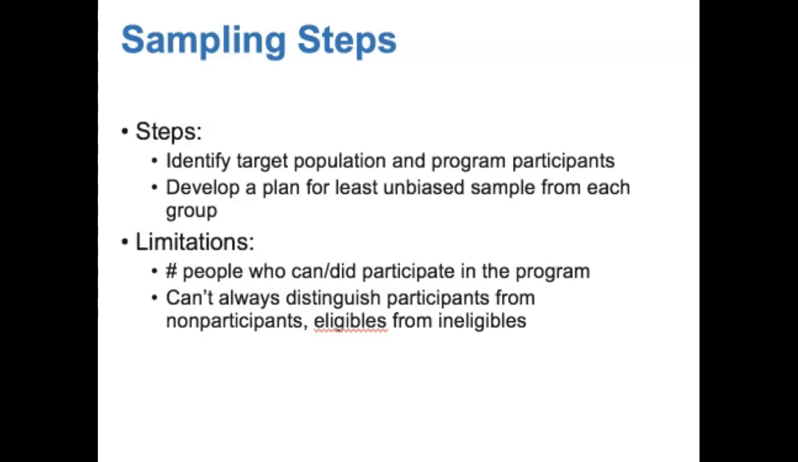First, you need to identify the target population and the program participants and develop a plan to select the least unbiased sample from each group. Unlike sampling in a research project, there are some limitations to sampling for program evaluations. First, you are limited by the number of people who can and did participate in the program. And it's sometimes hard to decipher who did and didn't participate in the program and who was a part of the intended audience.